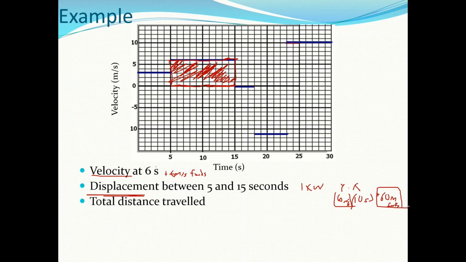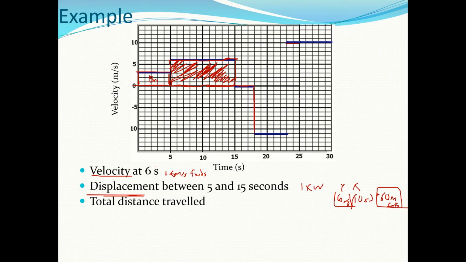Total distance traveled. So we need to find our areas for everything, right? So we already found this one here. So we need to find from 0 to our line of best fit here. We need to find this area in here. So my base is 5. My height is 1, 2, 3. So 5 times 3 gives me 15 meters. This, what's going on here? Well, I'm right at 0, so this I'm stopped for. So this doesn't have an area because I'm not moving anywhere.